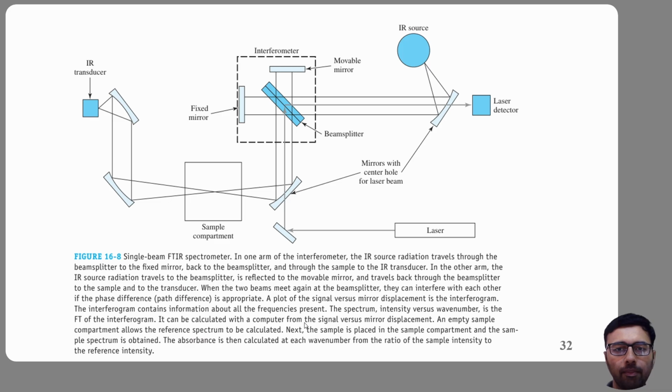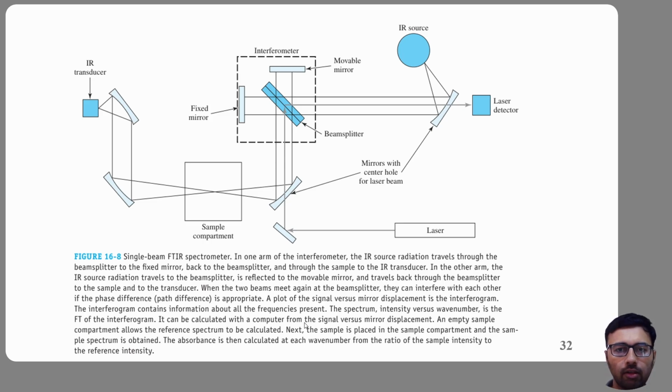The recombined beam now passes through the sample compartment. Certain frequencies are absorbed by molecular vibrations in the sample. The remaining radiation reaches the detector, which converts the optical signal into an electrical signal. Now, here is something extremely important. The quality of the interferogram depends entirely on the precise motion of the moving mirror. Even tiny errors in the mirror displacement can distort the interferogram and ruin the spectrum.